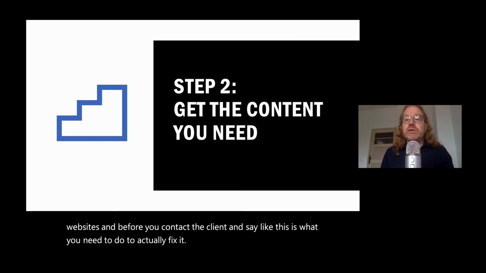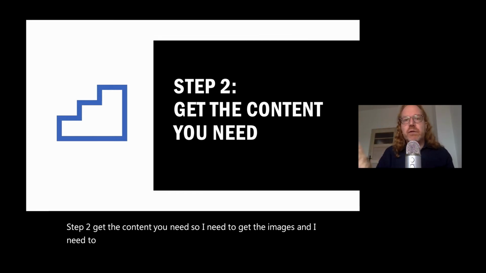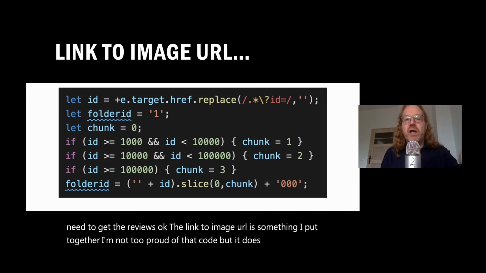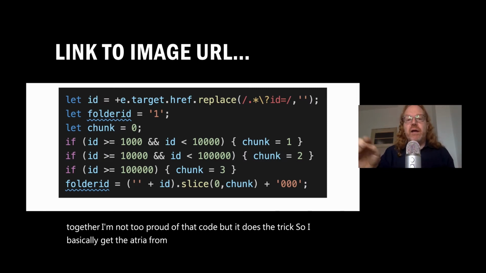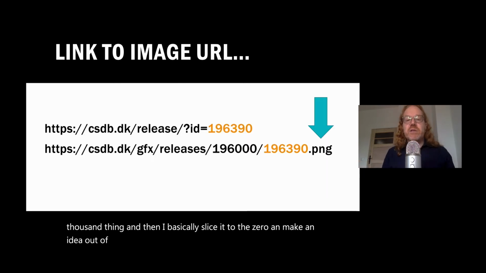Step 2, get the content you need. So I need to get the images and I need to get the reviews. Okay, the link to image URL is something I put together. I'm not too proud of that code, but it does the trick. So I basically get the href from the link, and then I do the 10,000 thing, and then I basically slice it to the 0 and make an ID out of it. There's a problem though.